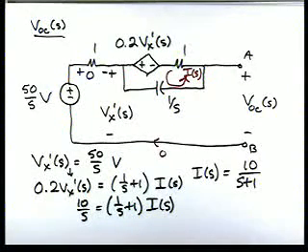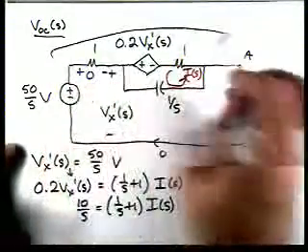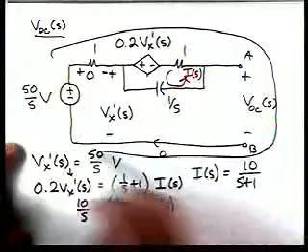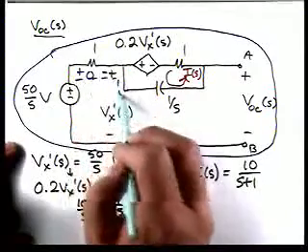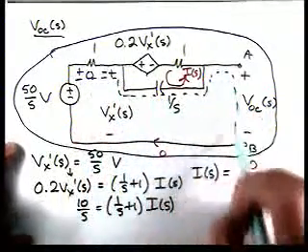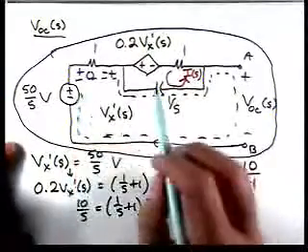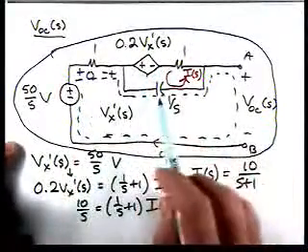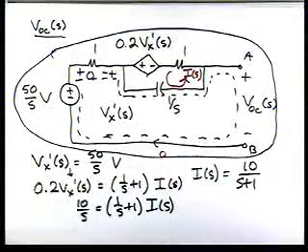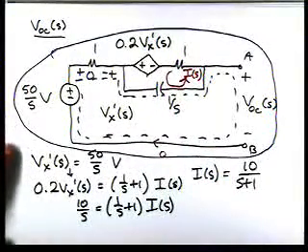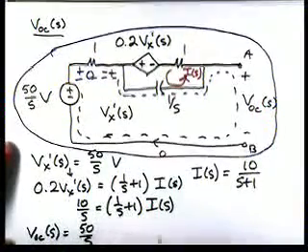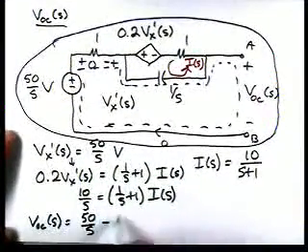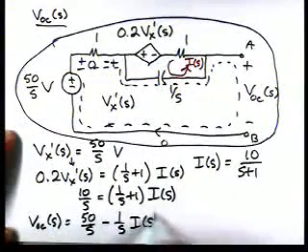And then now, if we apply KVL, we won't go around the outside. What we're going to do is go around this loop that's the dash line, and that's because we could go either way. I decided to do this one because I know the current, and it's 1 over S times that. So VOC then is 50 over S minus 1 over S times I of S.